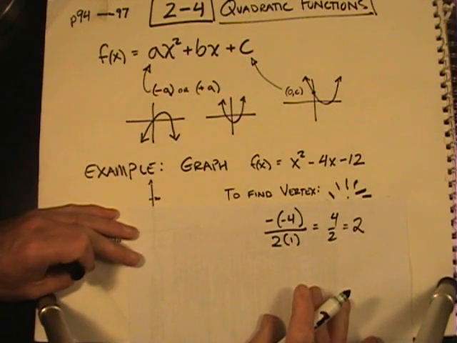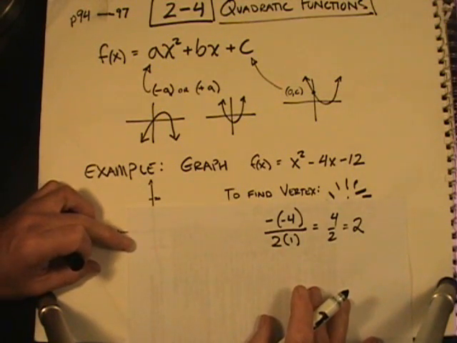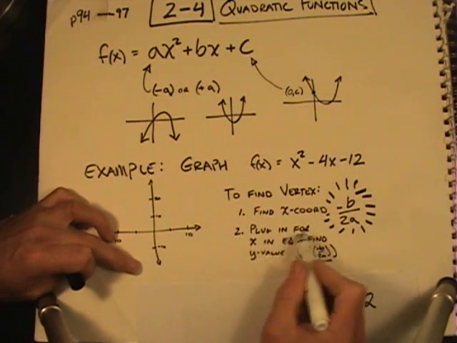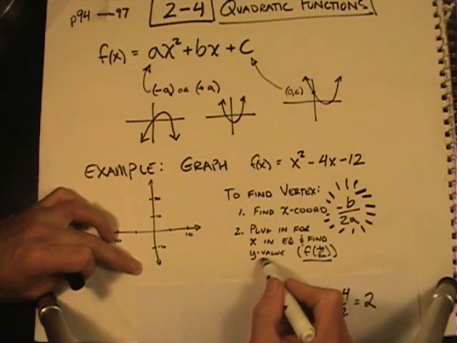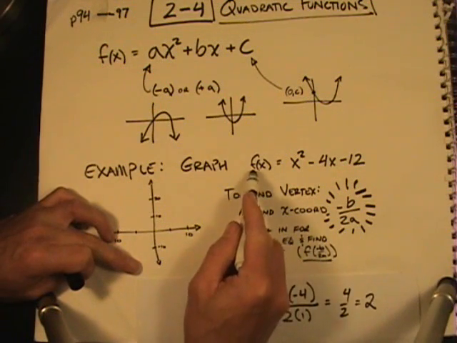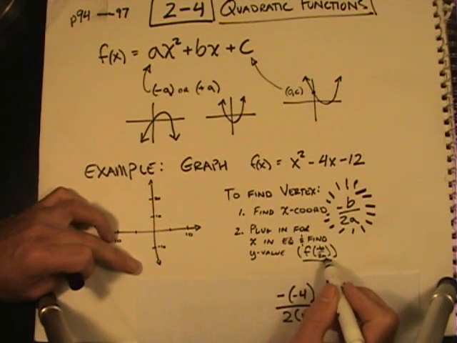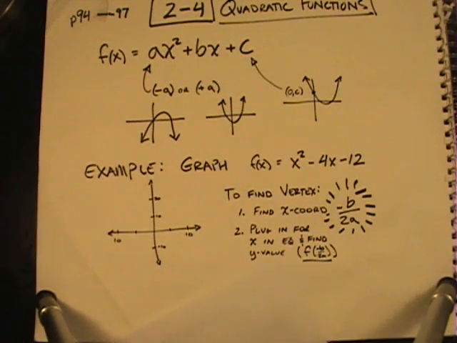So my x coordinate then for the vertex is 2. Okay? Step 2 then is to plug this in for the x in the equation and find the y value. Or really, since it's in f of x form, we'd say that's f of minus b over 2a.